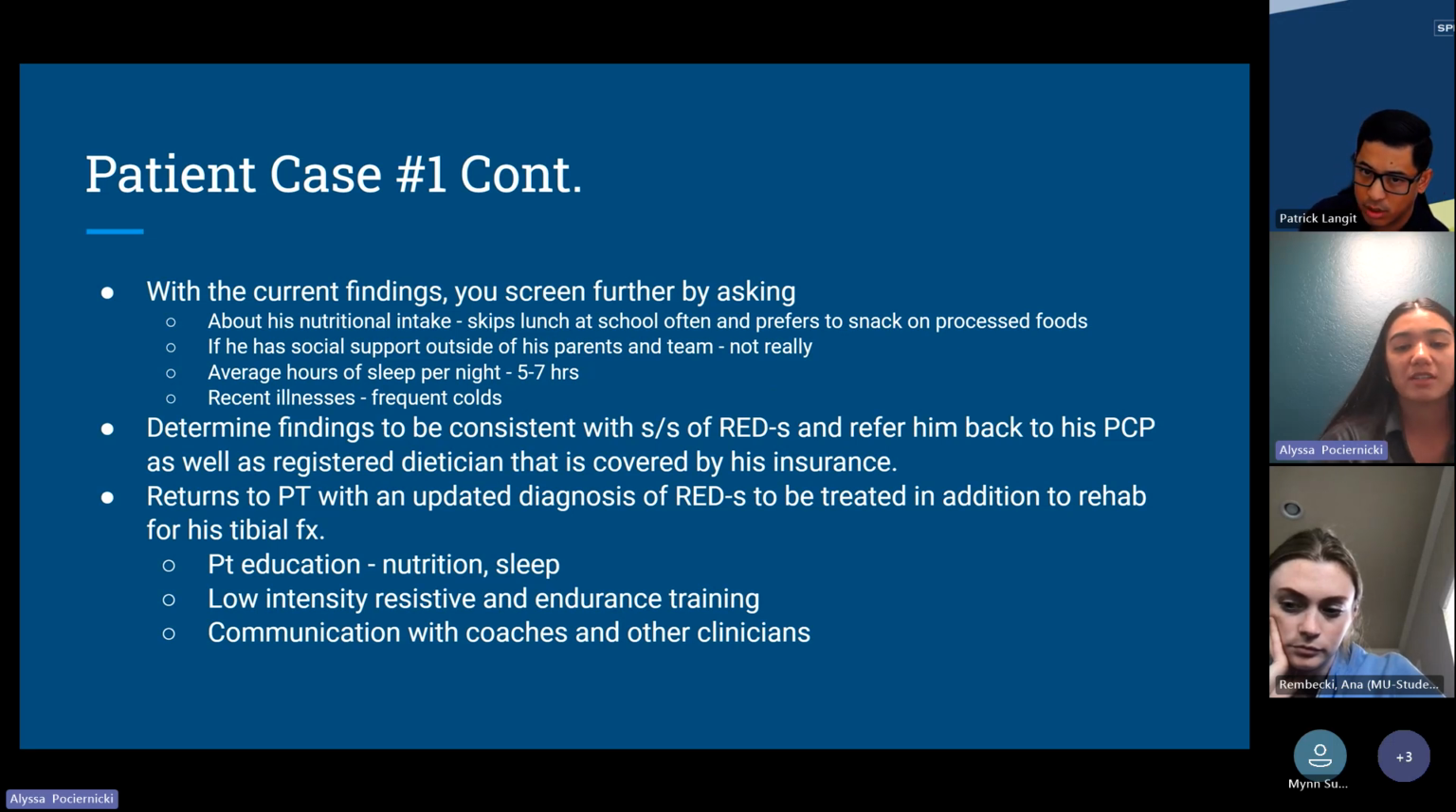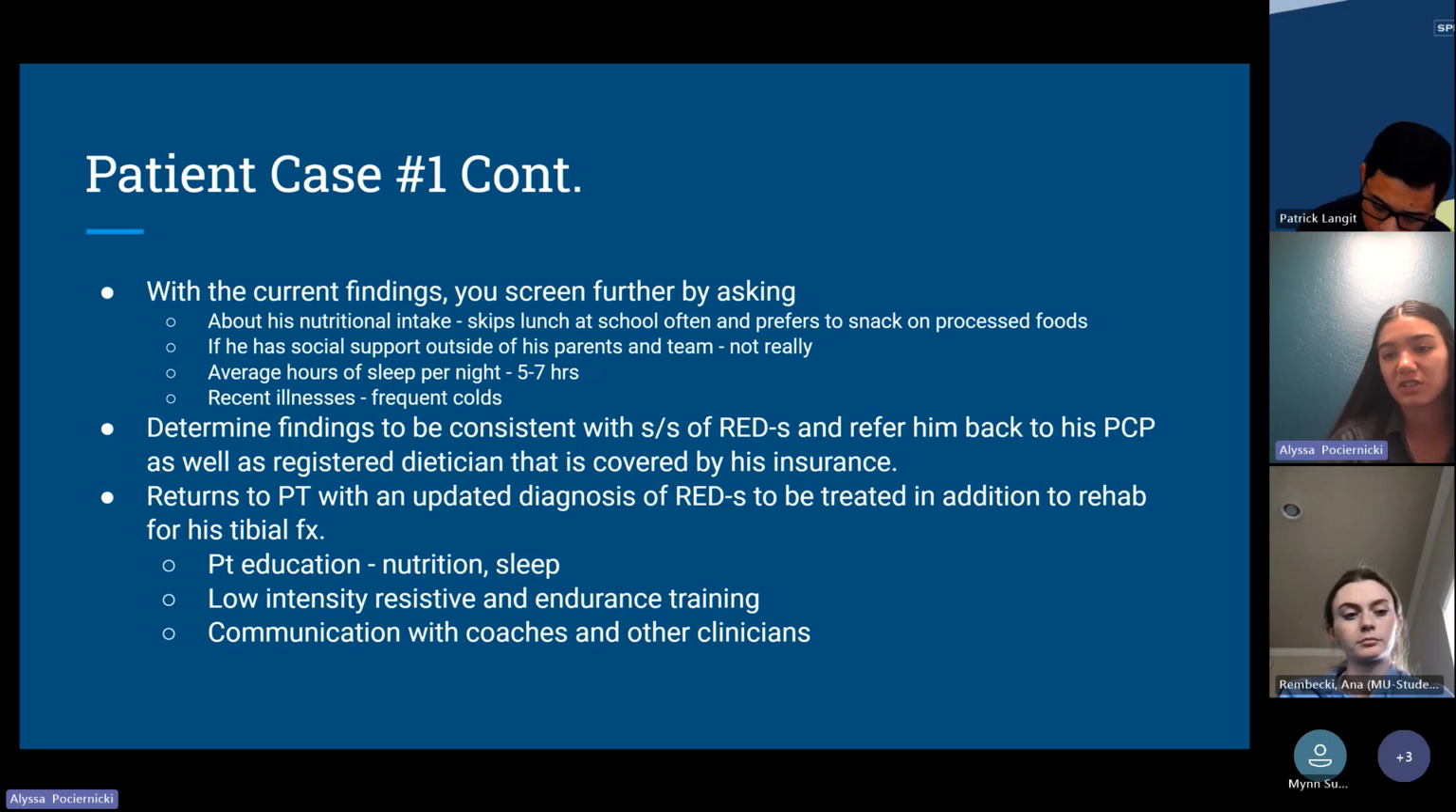And then you want to be in contact with his coaches and other clinicians just to keep up with them and make sure that they are aware of his condition and that they're not pushing him past his limits, making sure that he's staying away from that toxic team culture and just making sure that he is healthy and strong throughout his performance. Other clinicians are his primary care provider, registered dietitian, and maybe a psychologist if he decides to see one.